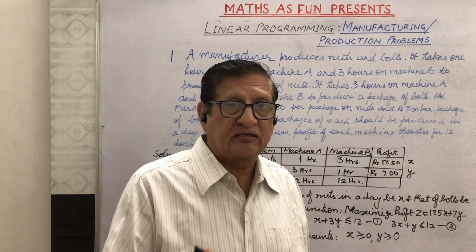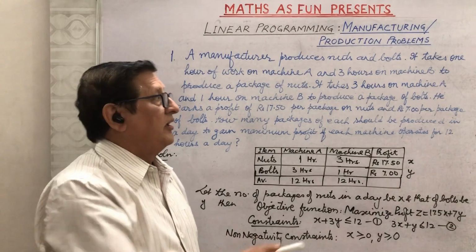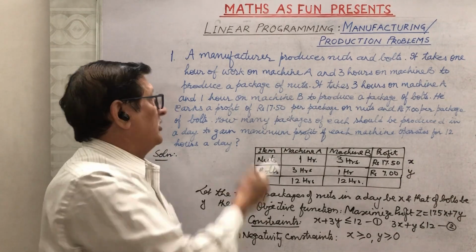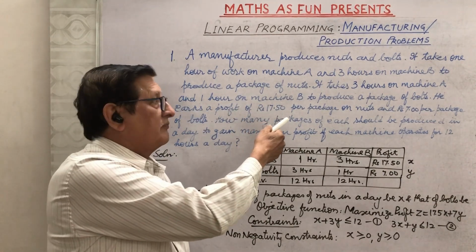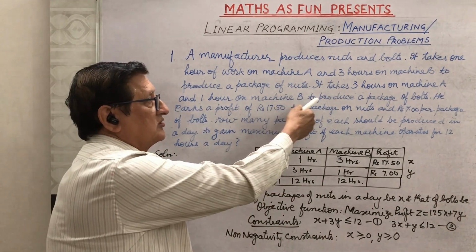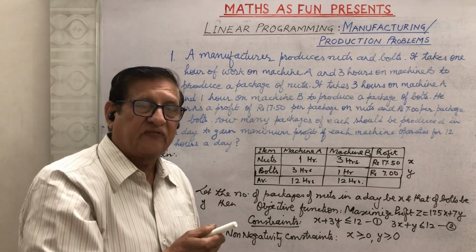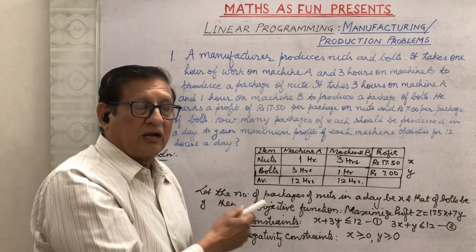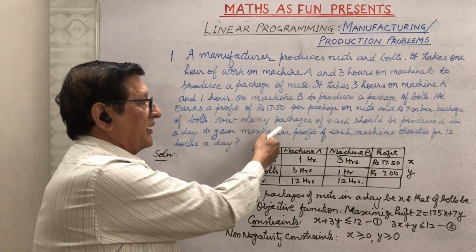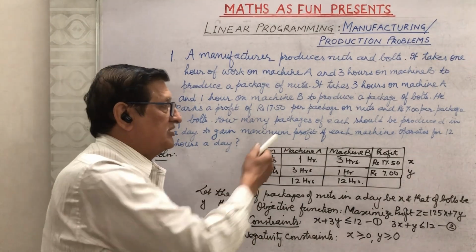We discuss now one example. A manufacturer produces nuts and bolts. It takes 1 hour of work on machine A and 3 hours on machine B to produce a package of nuts. It takes 3 hours on machine A and 1 hour on machine B to produce a package of bolts. He earns a profit of rupees 17.50 per package on nuts and rupees 7 per package on bolts. How many packages of each should be produced in a day to get maximum profit?